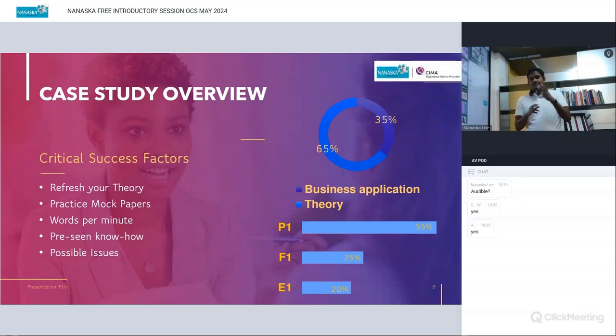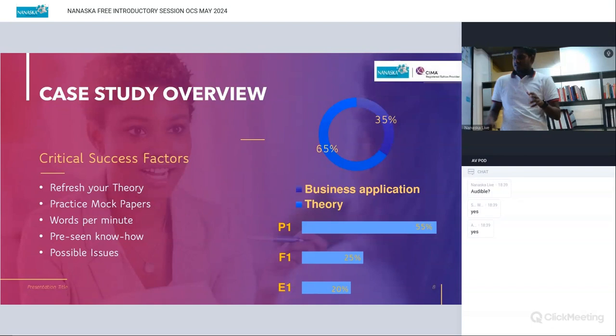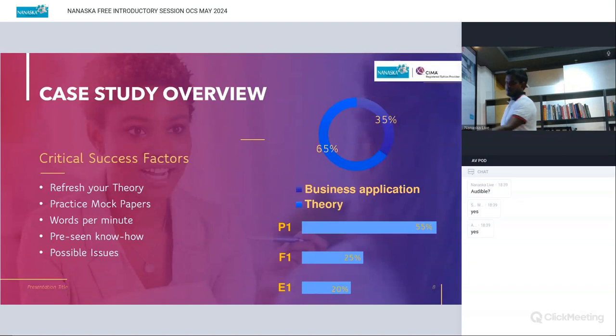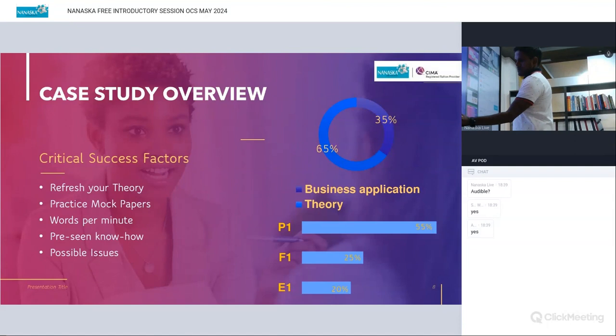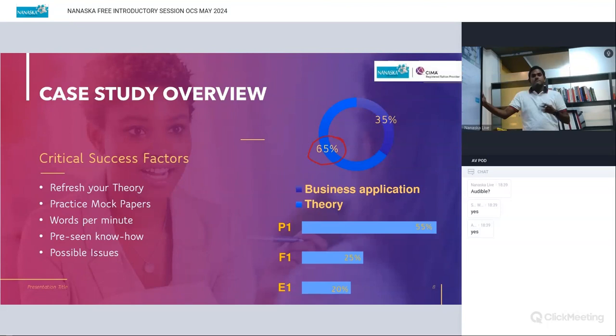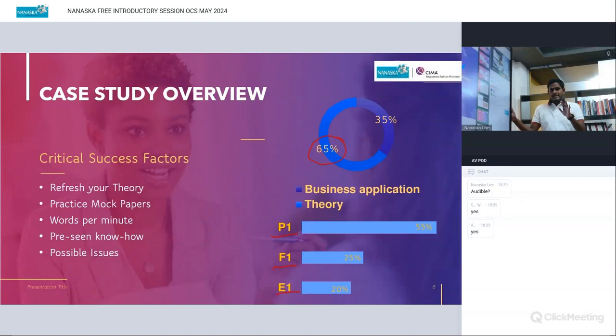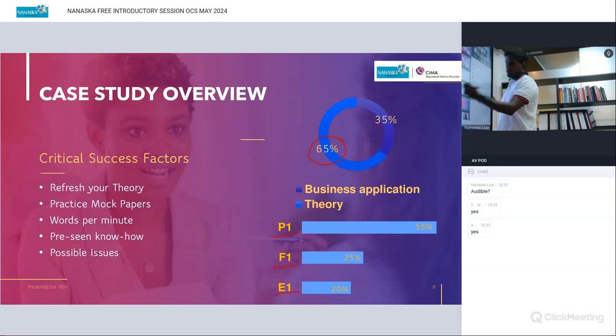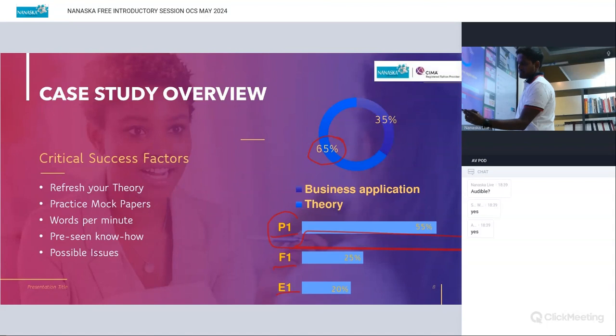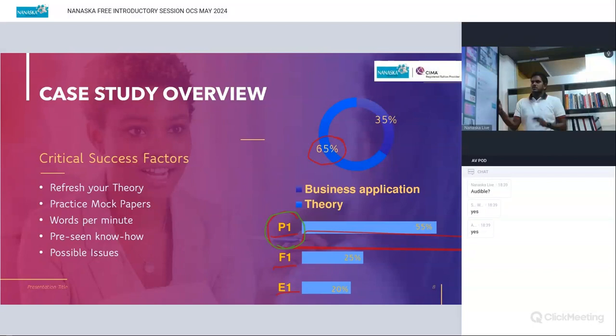But you can see the heavy weight is on the theory, roughly 65%. Now, what do I really mean by this? The majority of the knowledge that you've got to have will be based on theory. What is your theory? Your theory on your P1, F1 and your E1. That 65% I've broken down into three subjects, and the majority of it is coming from your P1 subject, right? So now you get a glimpse of what you need to know and what you need to do to pass this case study.